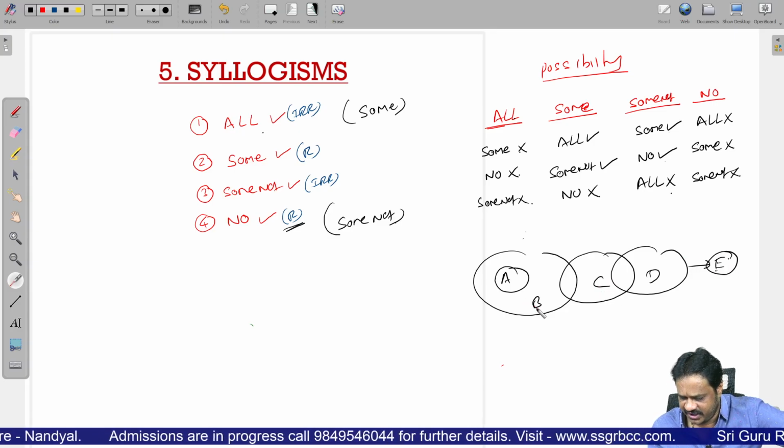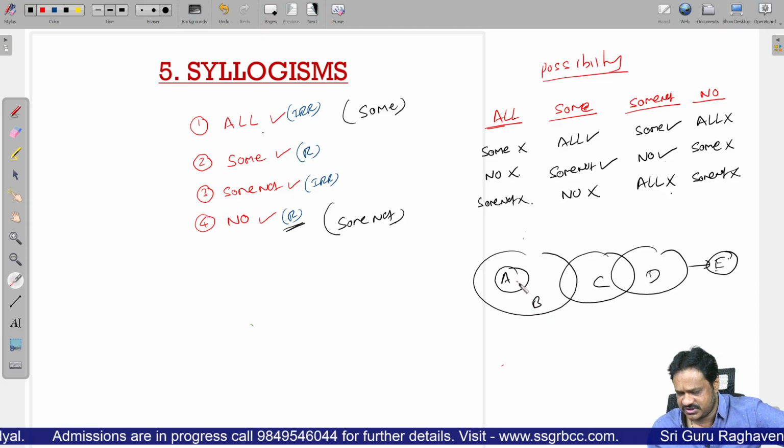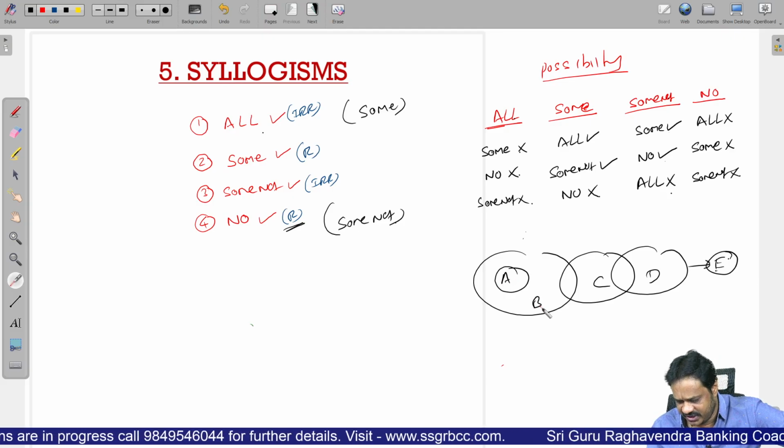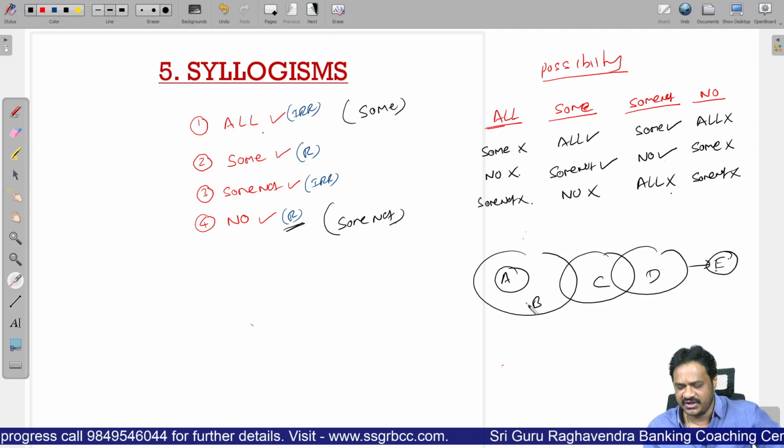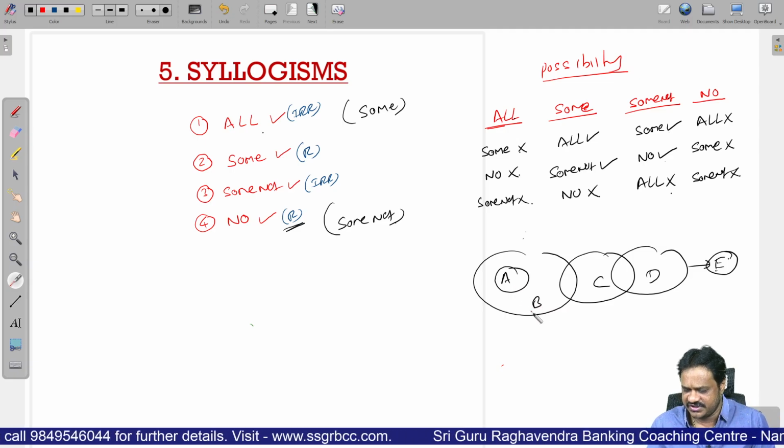If I am writing "all B is A is a possibility," what is the relation between B and A? Between A and B it is all. Between B and A it is some. If some is there, "all is a possibility" definitely follows.